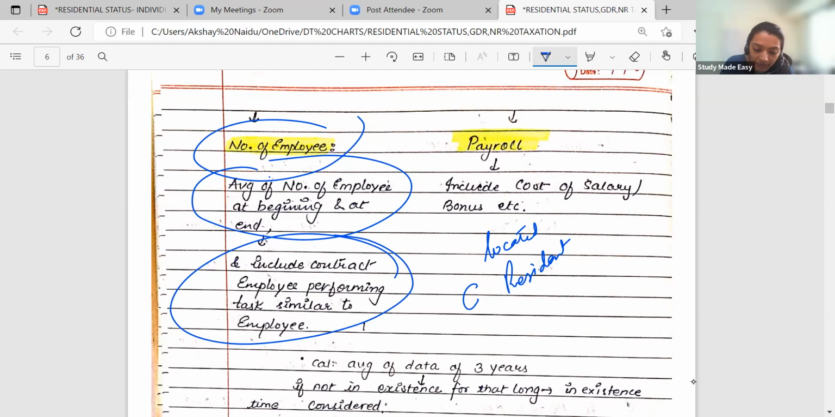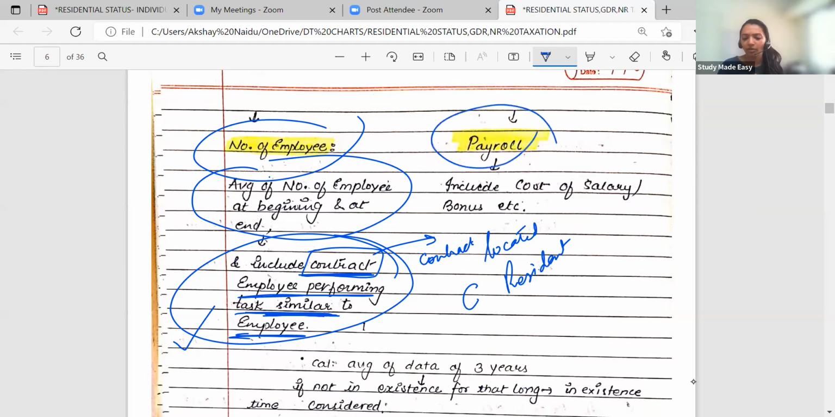But along with that, if an employee has been with you for only 3 months, 2 months, 1 month, 4 months, that means on contract basis. So include the employee who is on contract basis and performing similar task as your employee is performing. Whatever task your regular employee is performing, you have to consider that. And if the other employees are on contract basis, you have to include all those employees also. Done?